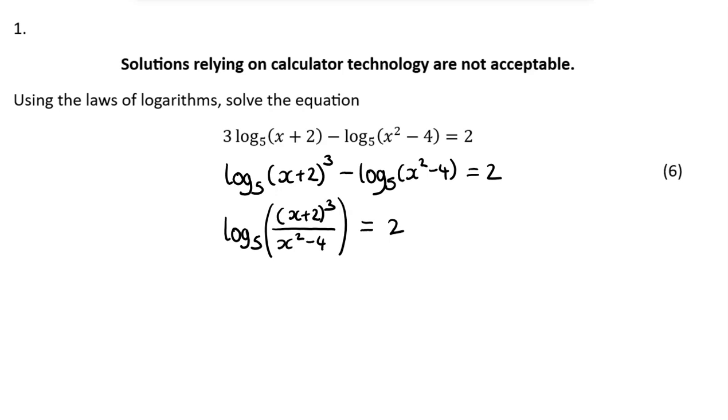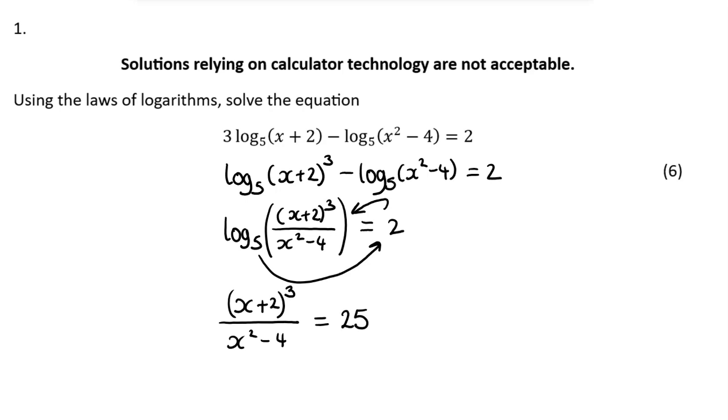So I've successfully got a single log term on the left hand side and I've got a non-log term on the other. Now what I can do is go from this logarithmic form into this exponential form. So I can do 5 to the power of 2, which will equal what's in that big bracket there. So this becomes 5 squared, which is 25, and that's going to equal what's in that bracket. So this will be x plus 2 to the power of 3 over x squared minus 4, and that equals 5 to the power of 2, which is going to be 25.